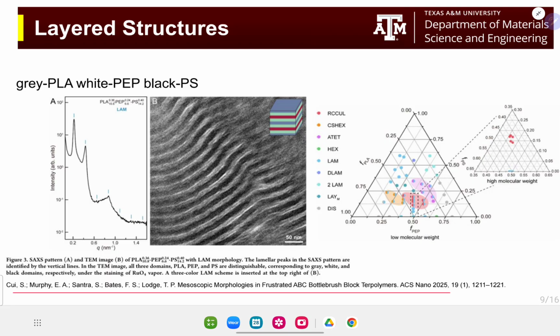These layered structures were prevalent in the low molecular weight PLA, PEP, and PS bottlebrush block terpolymers. Pure layered phases were observed in both the low fPS region, which is lower than 0.11, and the high fPS region, which is higher than 0.35, while the medium fPS range between 0.11 and 0.35 showed a coexistence of cylinder-containing morphologies and layered phases.